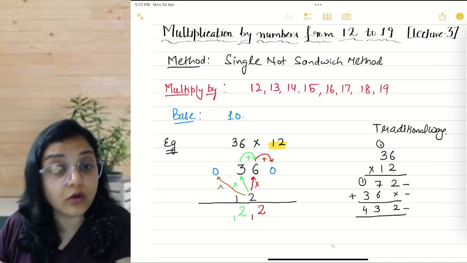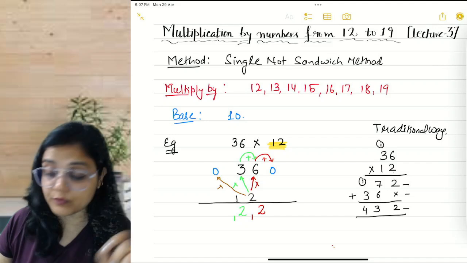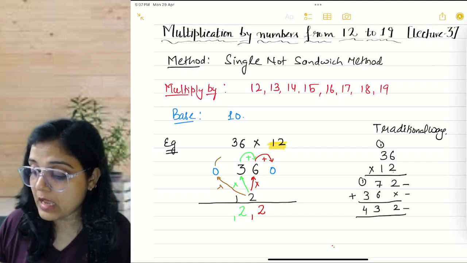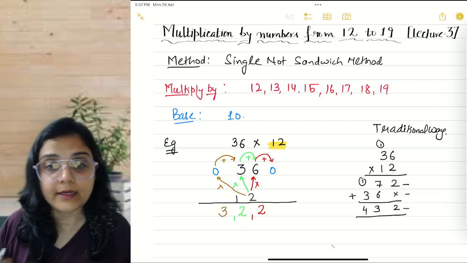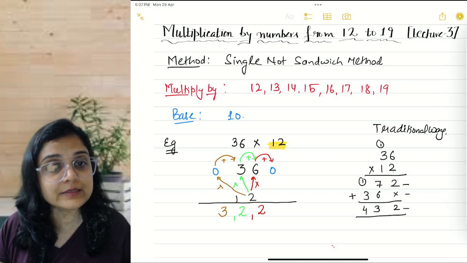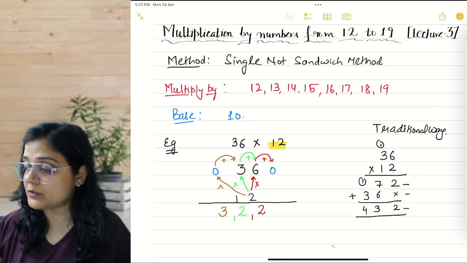That is 0 always, because this digit will be 0. The blue one will be 0 always. And then we'll add this 3. That means directly writing the tens place, the highest place.